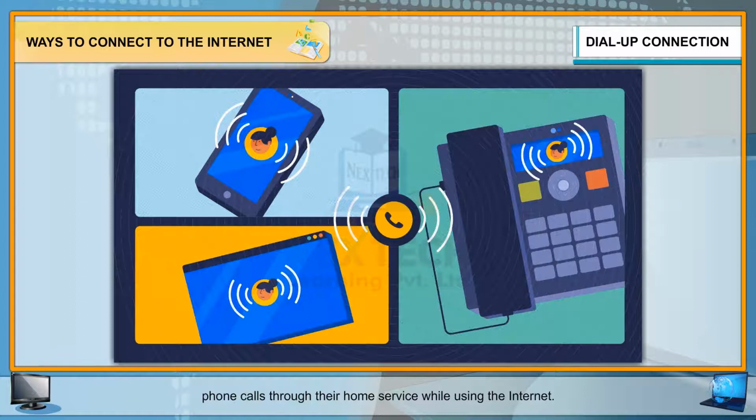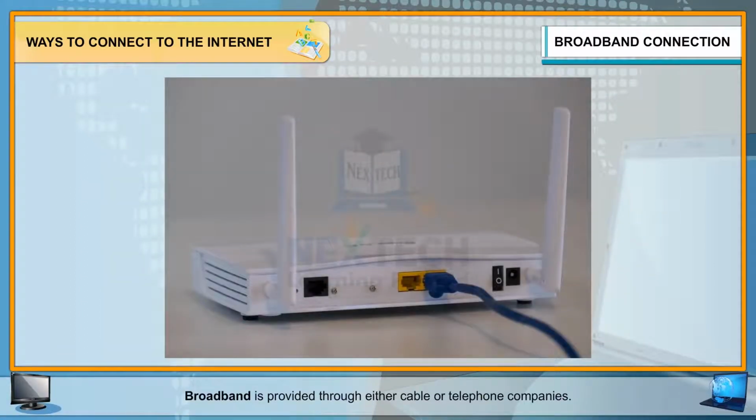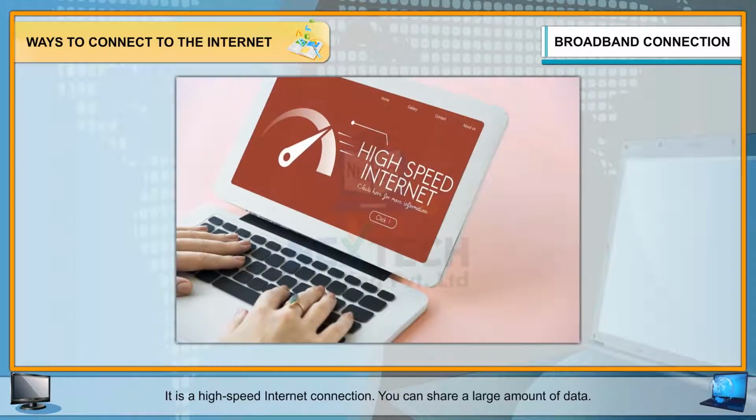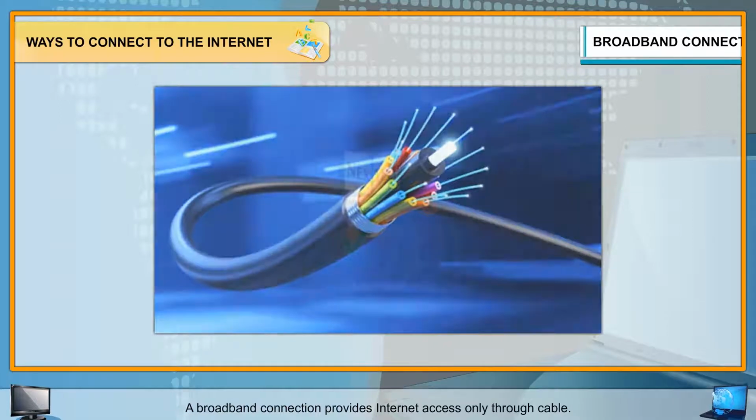Broadband connection. Broadband is provided through either cable or telephone companies. It is a high-speed Internet connection. You can share a large amount of data. It is significantly faster than a dial-up connection and makes or receives phone calls. A broadband connection provides Internet access only through cable.